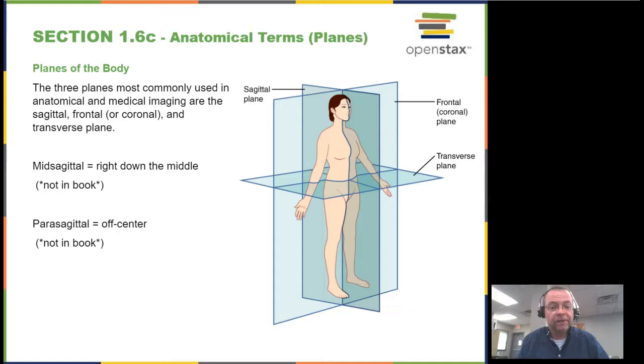One thing I forgot to mention was that this is mid-sagittal, right along the midline. Anything else is what we call parasagittal. Okay? So, one more time. Sagittal, coronal or frontal, transverse.